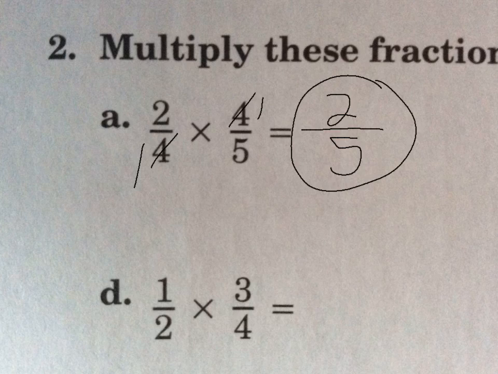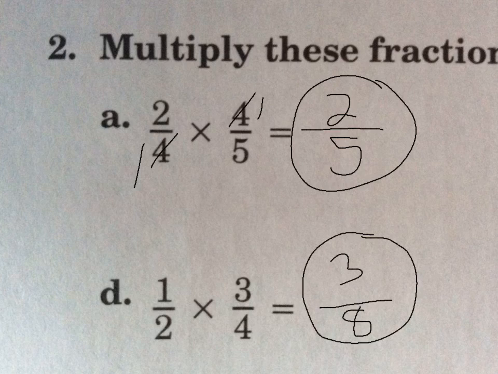Since it's on the screen, we'll do D right now. Nothing goes into 1 and 4 besides 1, and nothing goes into 2 and 3 besides 1. So we're just going to multiply across. 1 times 3 is 3, 2 times 4 is 8, and our answer is 3/8.